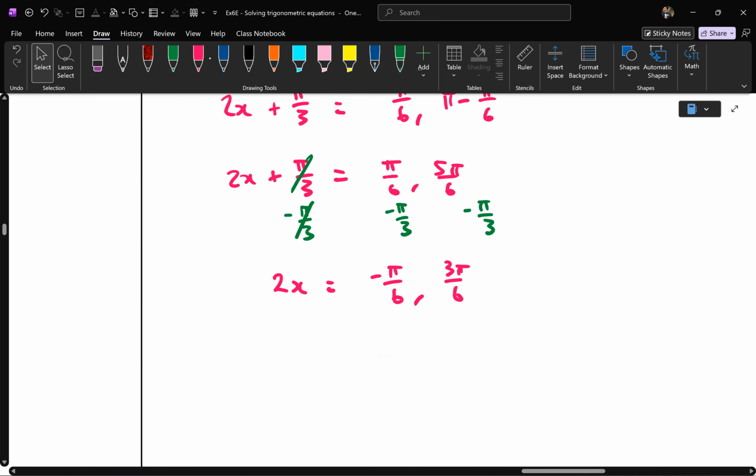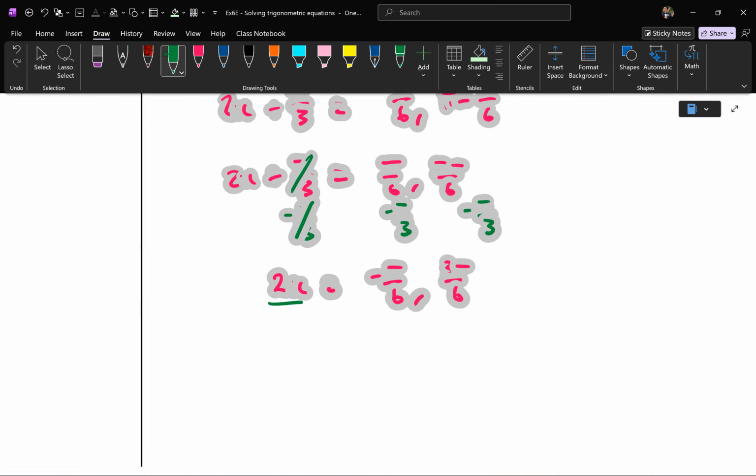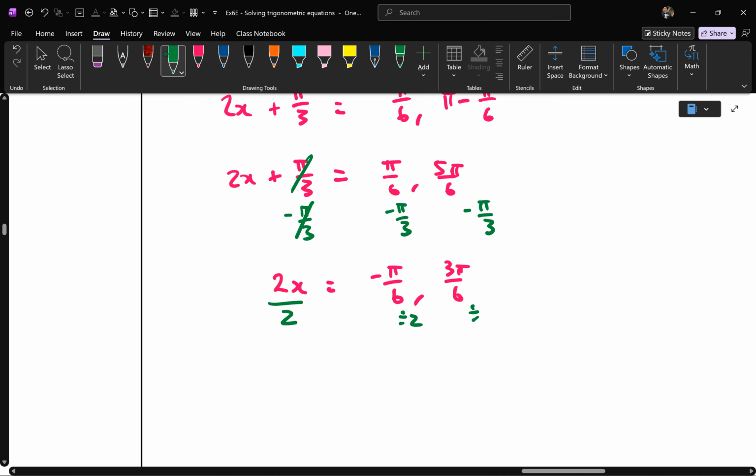All right, next one. Now that you've done that, the last bit is you want x, so get rid of 2, divide both sides by 2. Divide this by 2, divide this by 2.